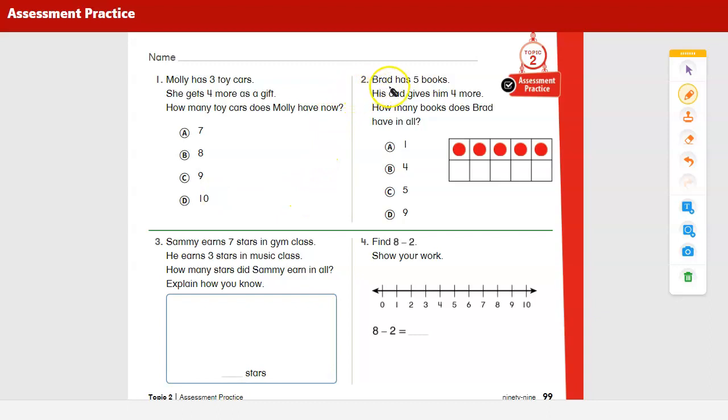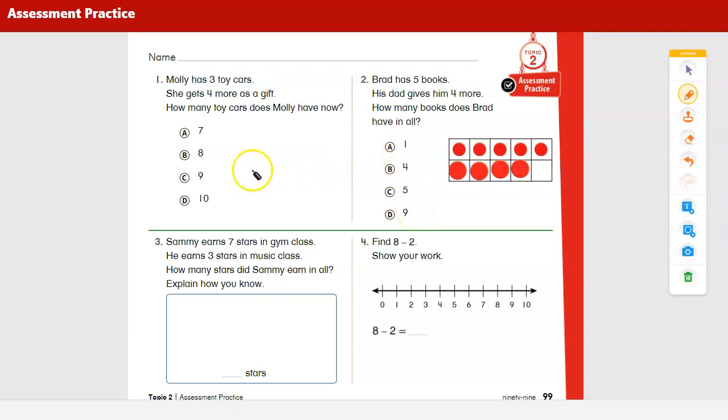Number 2 says Brad has 5 books. His dad gives him 4 more. How many books does Brad have in all? Number 2 also gives you a tens frame to help you solve. So if Brad has 5 books and he gets 1, 2, 3, 4 more from his dad, how many books does Brad have in all? Does he have 1, 4, 5, or 9?